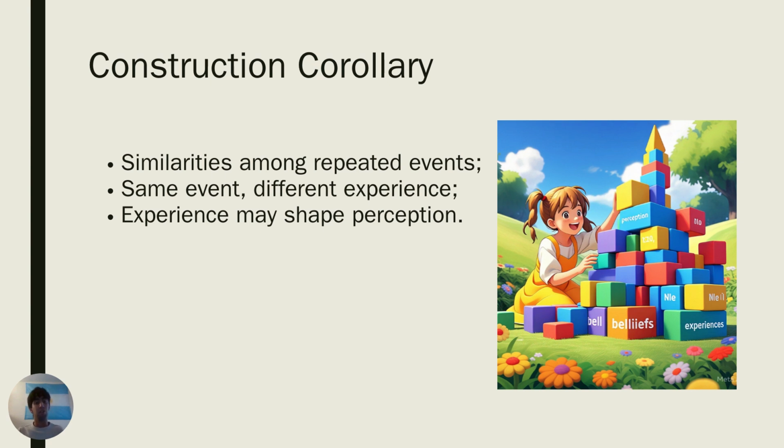First, construction corollary: similarities among repeated events. This basically says that you can live an identical situation and most probably perceive it in a different way. Let's say you watch a movie today and you watch the same movie on the same couch in the same place one week later. You're going to perceive this movie differently both times. Maybe some things happened in the week, maybe your mood was different, maybe a scene that shocked you the first time won't do it the second time. It's the same situation, but you're going to perceive it in a completely different way.